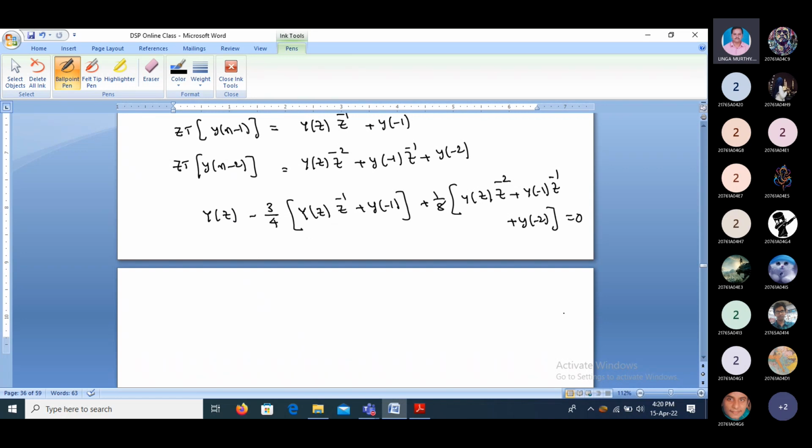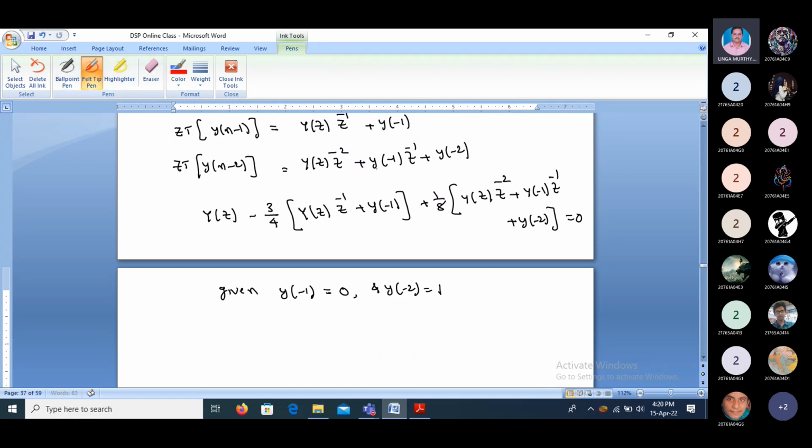So this is after applying the one-sided z transformation with the help of the time shifting property, the final expression. Common for Y of z here we can get 1 minus 3 by 4 into Y. Before we take the common factor, first substitute the initial conditions. What are the given initial conditions in the problem? y of minus 1 is equal to 0 and y of minus 2 is equal to 1.